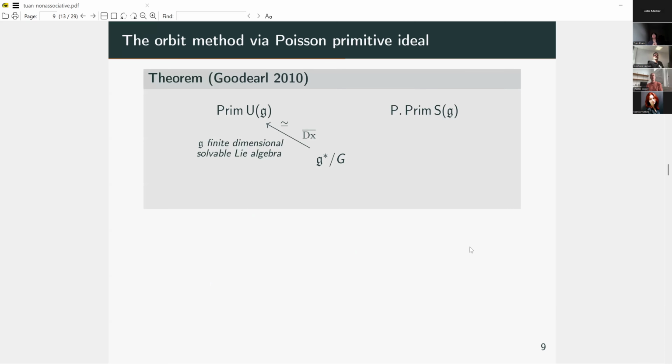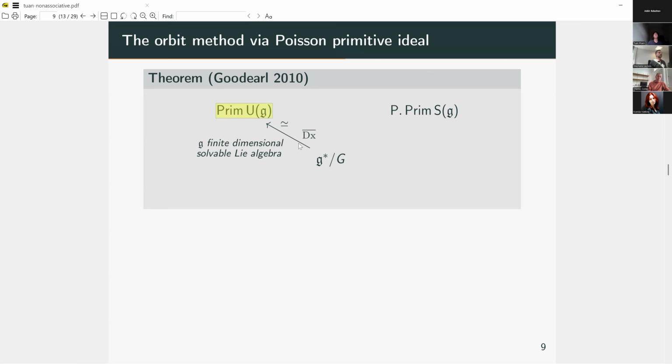This in particular gives us another way to think about the orbit method, or the Dixmier map. Recall that the space of coadjoint orbits, G star quotiented out by G, is homeomorphic to the primitive spectrum of U(G), where G is a finite dimensional solvable Lie algebra. So this is a bijection or homeomorphism.